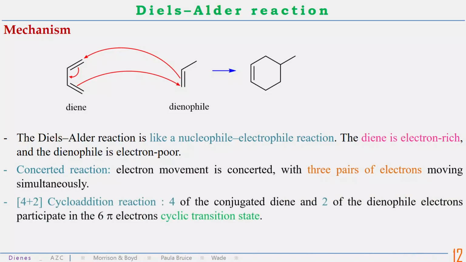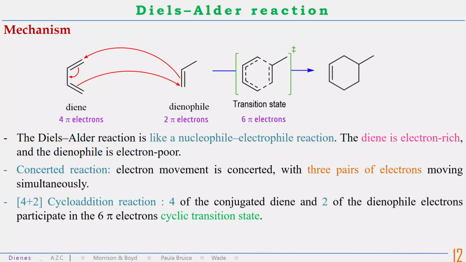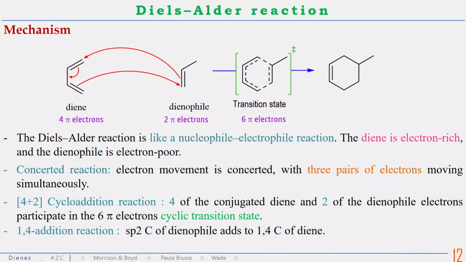The Diels-Alder reaction is also an example of a 4+2 cycloaddition reaction. Here, 4 electrons of the conjugated diene and 2 electrons of the dienophile participate in the 6 pi electron cyclic transition state. The Diels-Alder reaction is a type of 1,4 addition reaction, as the sp2 carbon of the dienophile adds to 1,4 carbons of the diene.